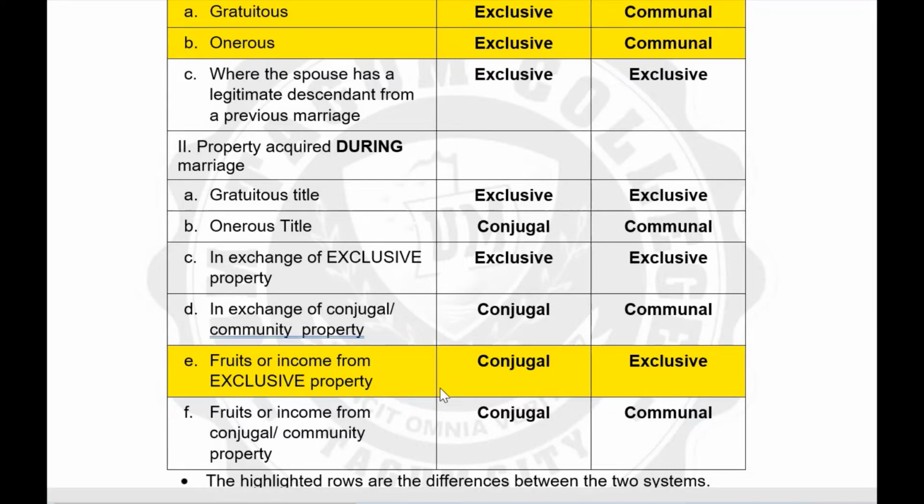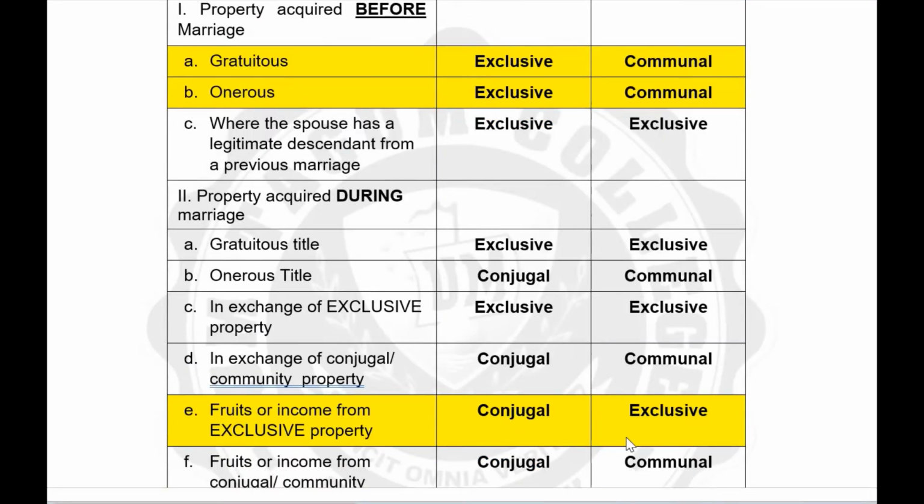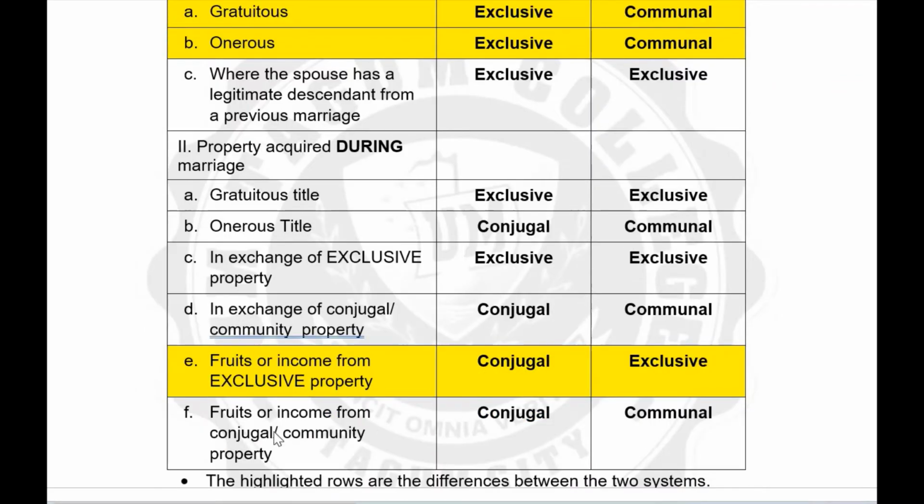So, fruits or income from exclusive property. In conjugal partnership of gains, the income is always conjugal. However, in absolute community, as I said earlier, it is parallel. So, if the property is exclusive, then the income is also exclusive. Okay? Fruits or income from conjugal or community property is conjugal under conjugal partnership of gains and communal under absolute community.